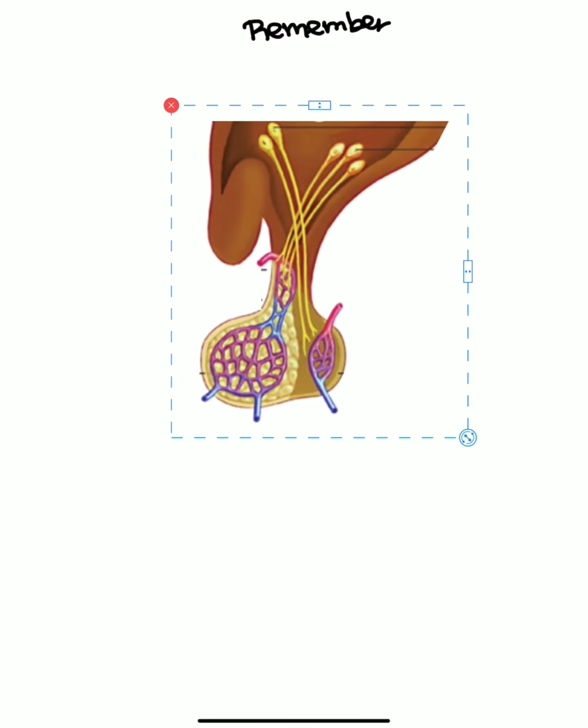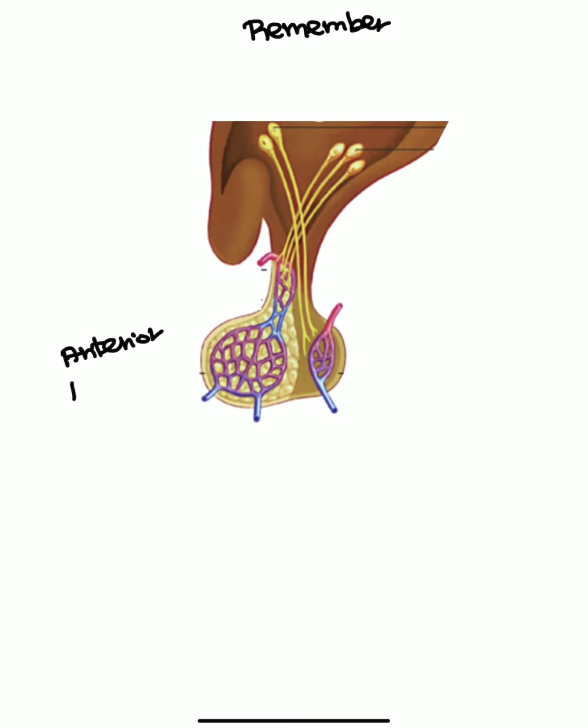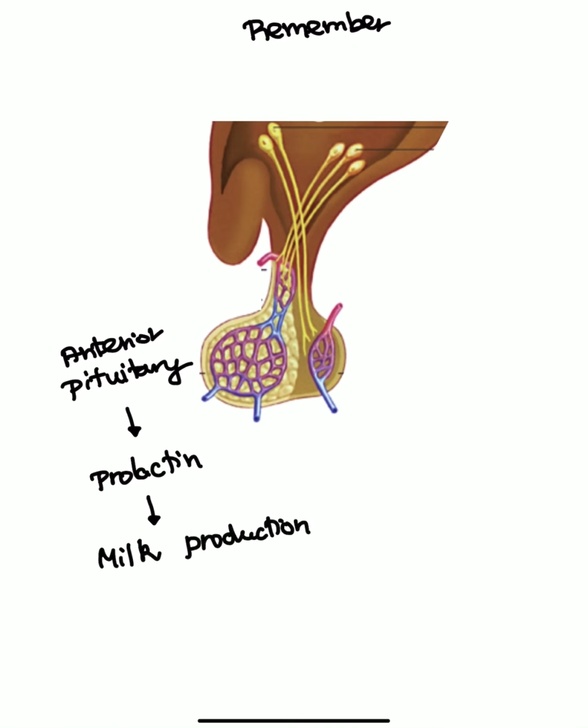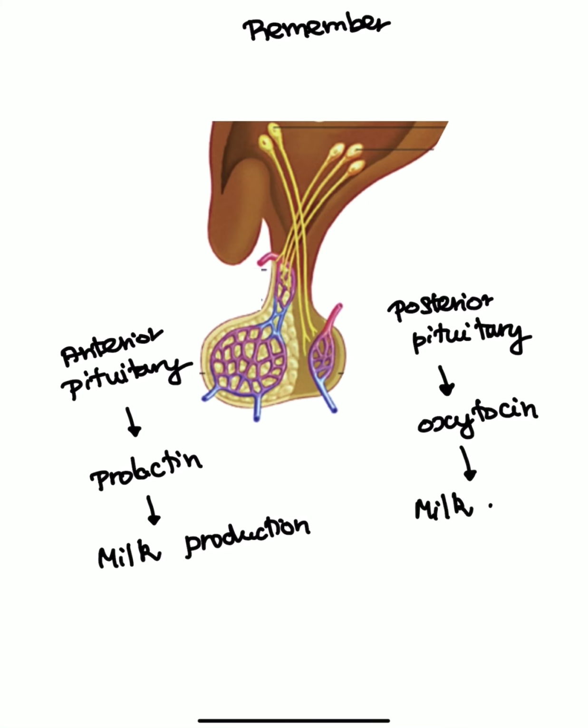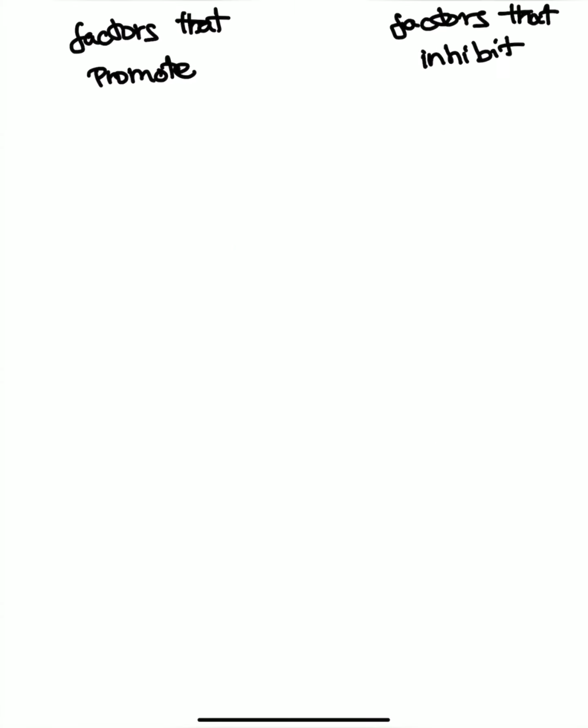You have to remember an important thing when it comes to milk production and milk ejection. The hormone released from the anterior pituitary, that is prolactin, is involved in milk production, galactogenesis. Whereas the hormone released from the posterior pituitary, oxytocin, is involved in milk ejection. So this should not be confused. You should keep this in mind: prolactin for milk production and oxytocin for milk ejection.